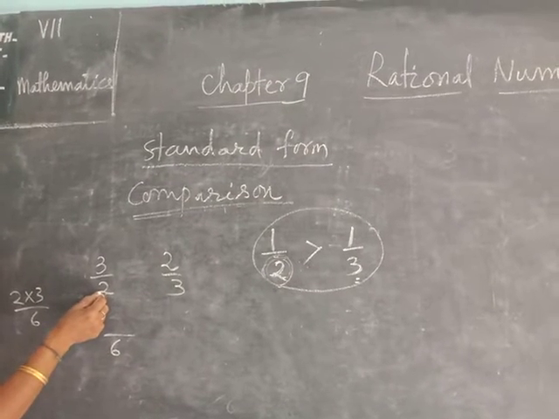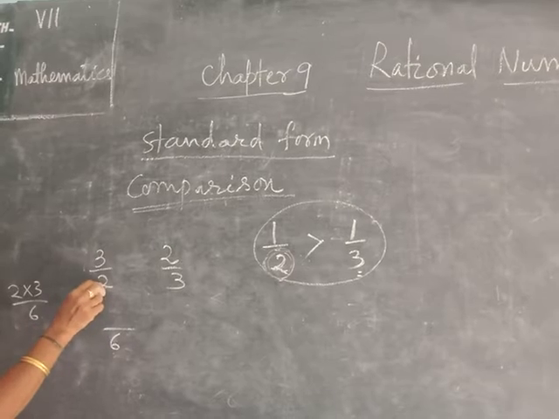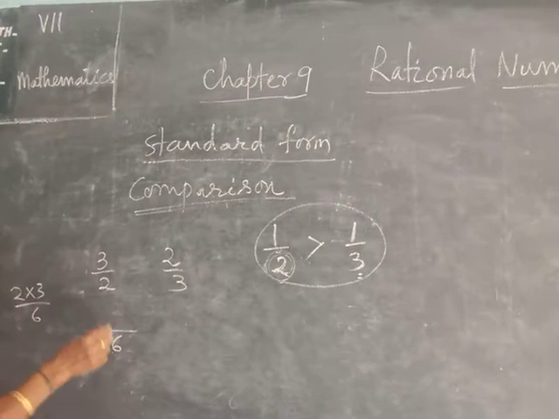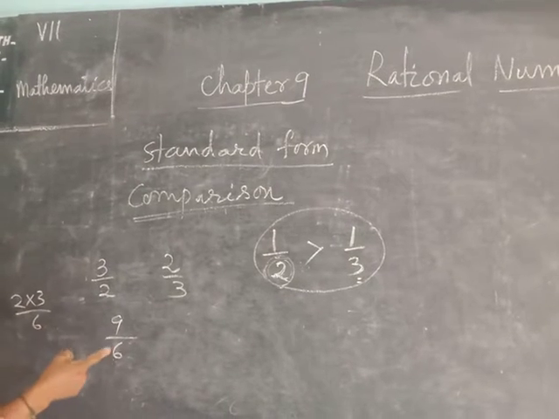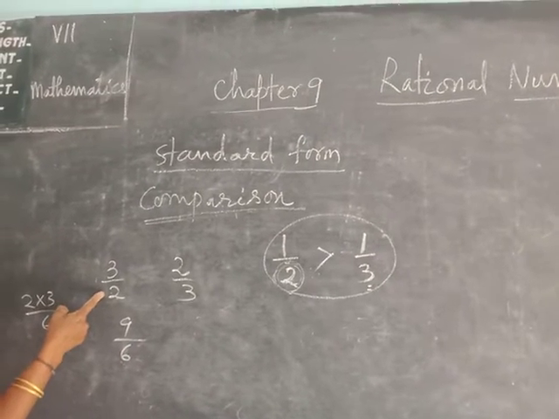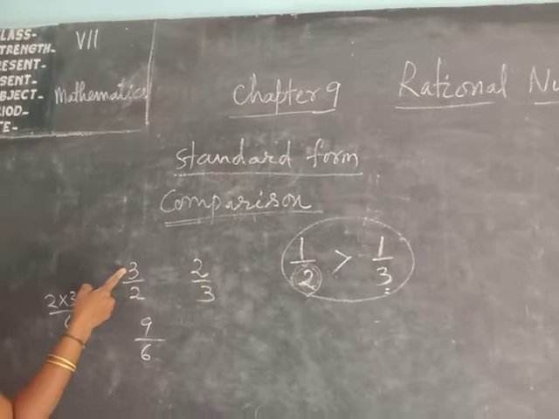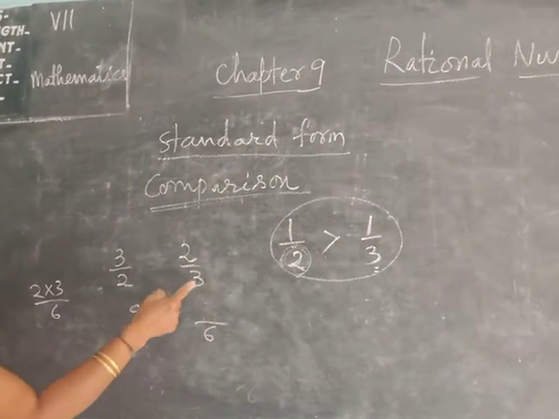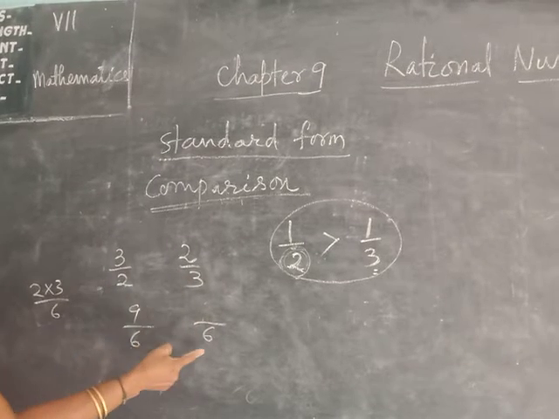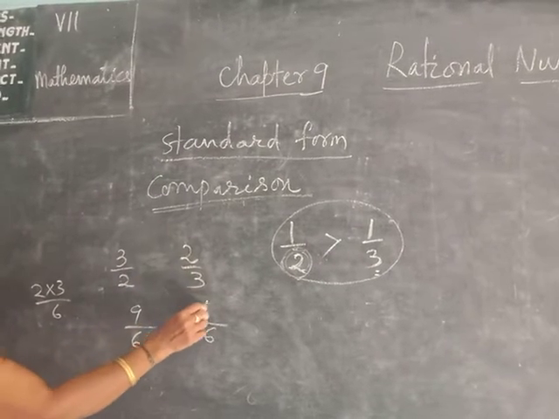Next, what will you do? LCM divided by the denominator. 6 divided by 2 is 3, and 3 into 3 is 9. Do you understand how it is done? LCM divided by denominator, then that into the numerator, 9 will come. In the same way here the LCM is 6, so 6 divided by the denominator 3 gives 2, and 2 into the numerator 2 is 4.